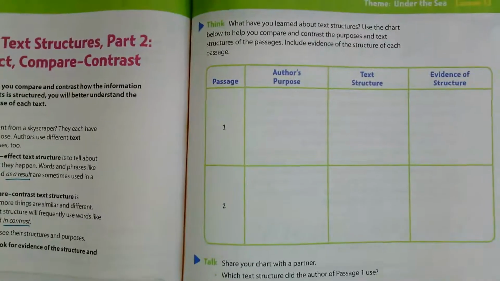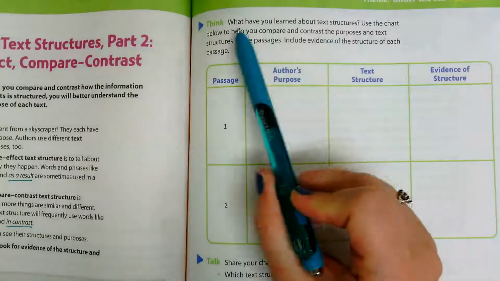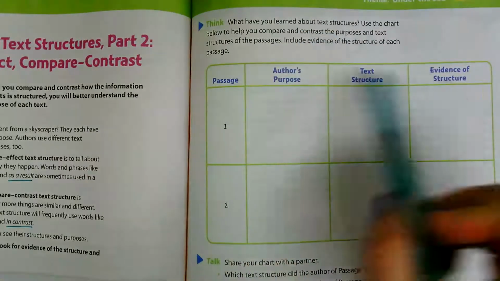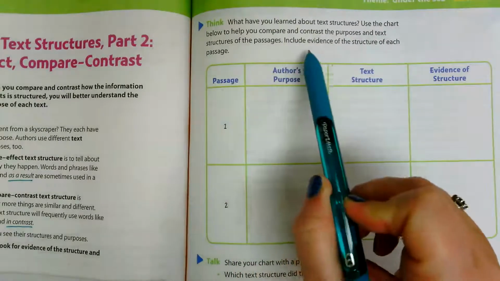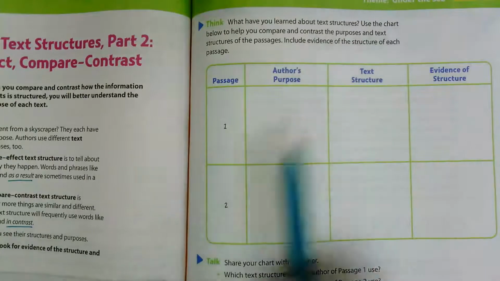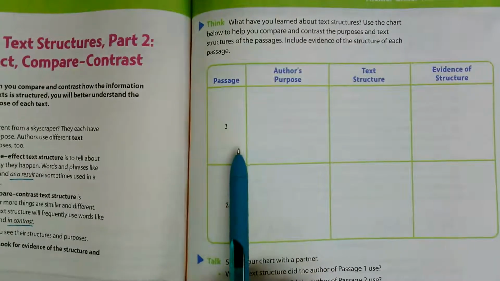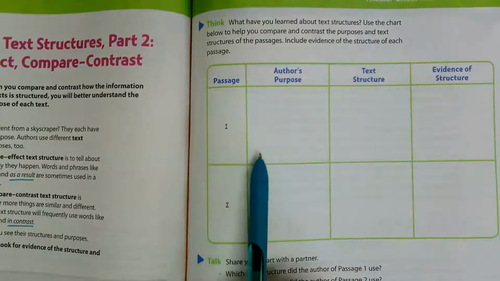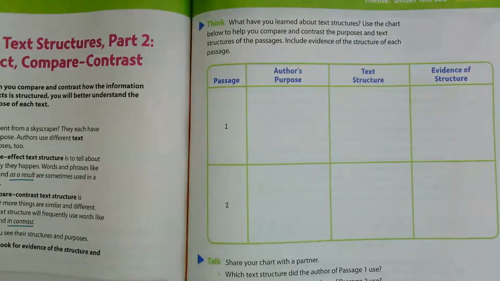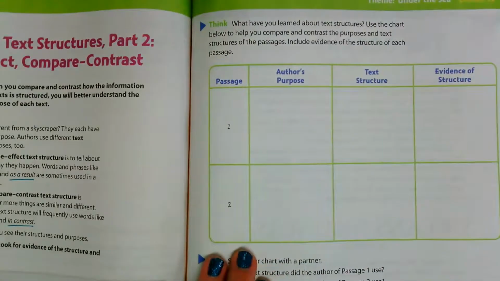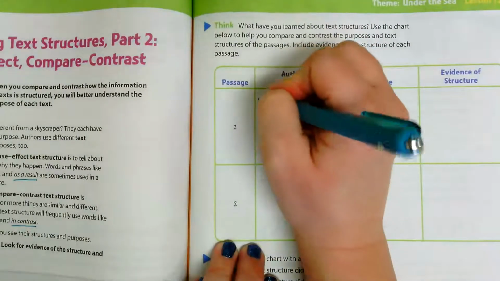So with this chart, we are going to think about what we've learned about text structures. We're going to use the chart below to compare and contrast the purposes and text structures of the passages. We're going to include evidence of the structure for each passage. So we're going to start with passage 1, which if you look back over, this is the one where we identified cause and effect keywords. So for author's purpose, when I go back and reread passage 1, it tells me, especially at the end, about octopuses and squids having time to escape, and it says something about hiding from their attackers. So I know the purpose of this passage. This was written to tell how octopuses and squids defend themselves.